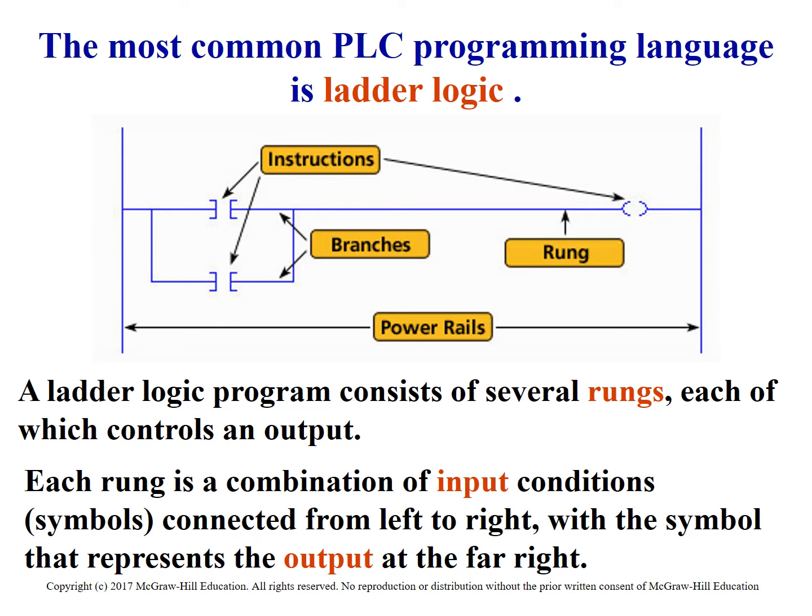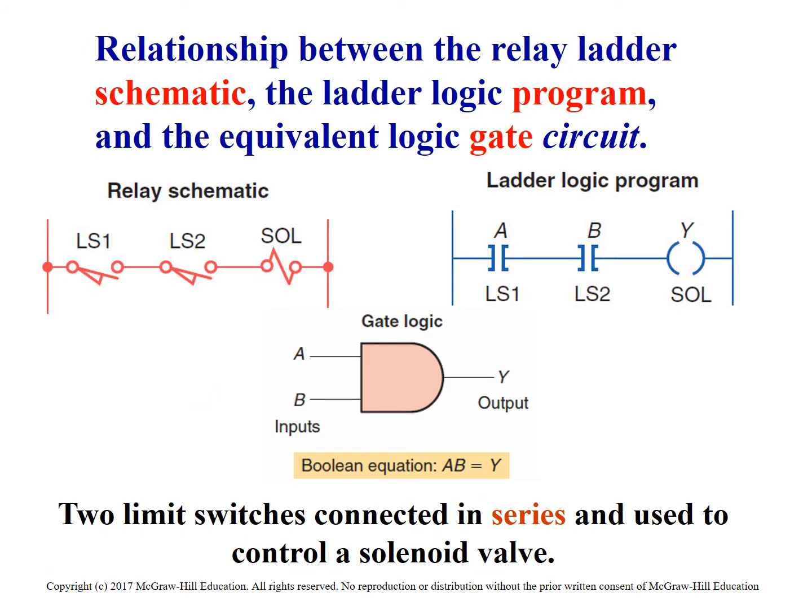Here we are, we're illustrating that again. So we've got instructions, branches, power rails, and a rung. They're kind of illustrating the difference between ladder logic and relay schematic again. Here we are again for the two input switches versus the ladder logic program. Make sure you understand the difference between these, okay? You're going to be asked to draw this at some point, and you have to be able to distinguish the difference.